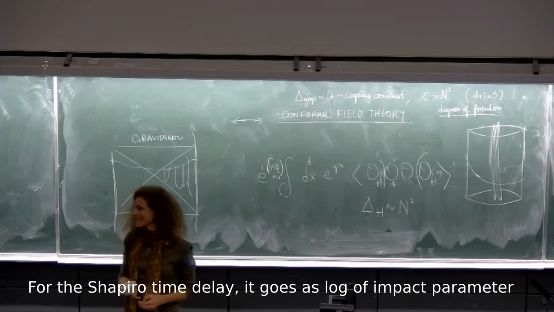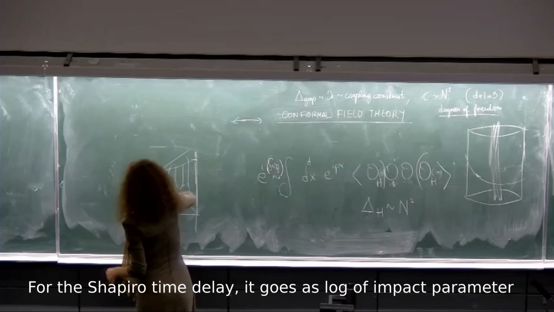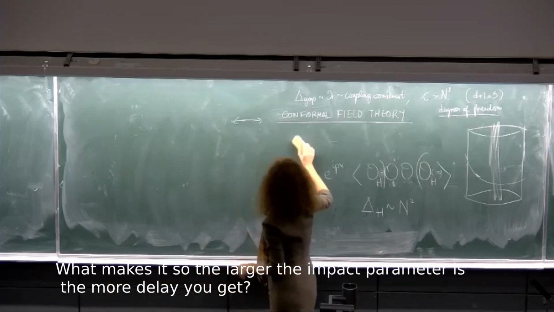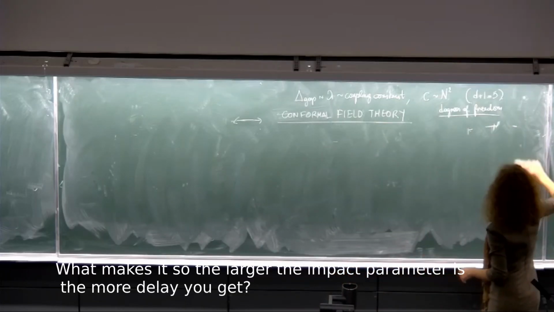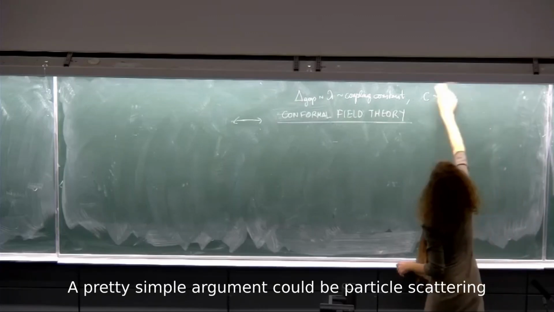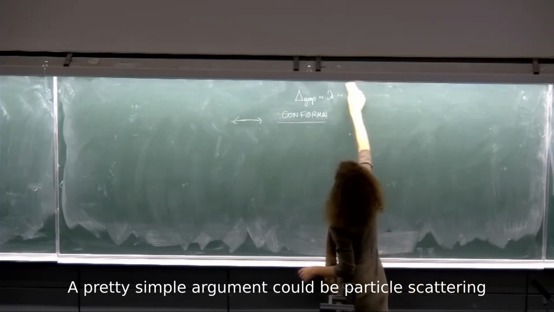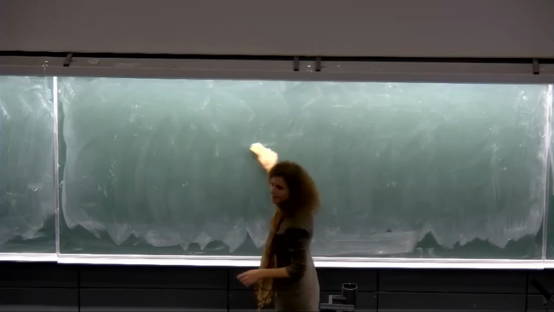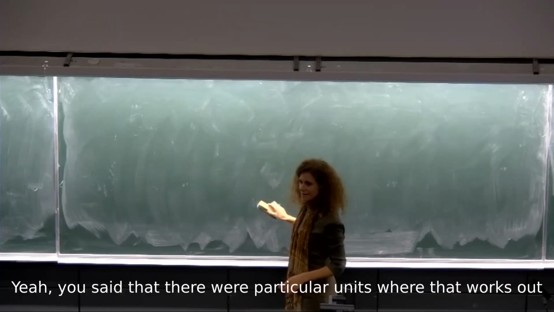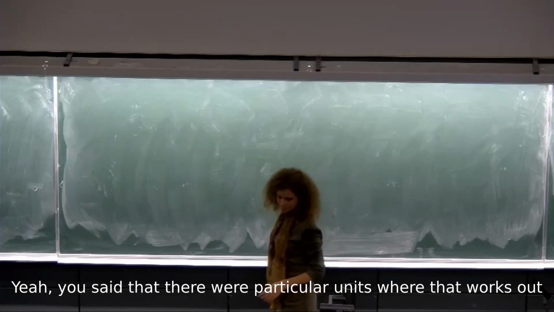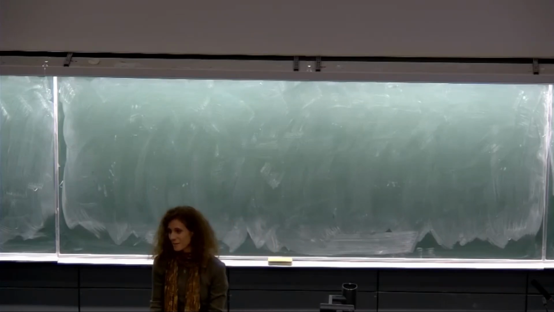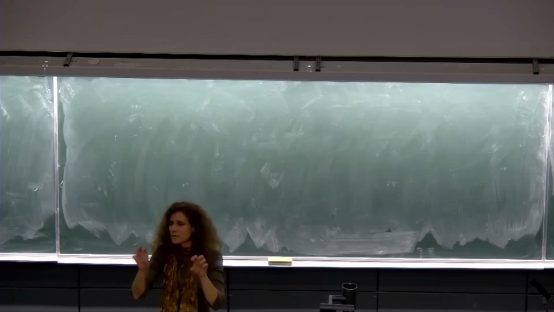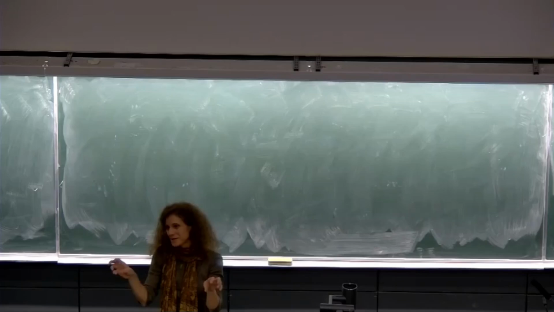For the Shapiro time delay, it goes as the log of the impact parameter. What makes it work out such that the larger the impact parameter is, the more delay you get? You said that there were particular units that were set. Well, now I don't remember exactly what the parameters are. I just wrote it so that it's very simple. The parameters that play a role are in the equation. That's all.